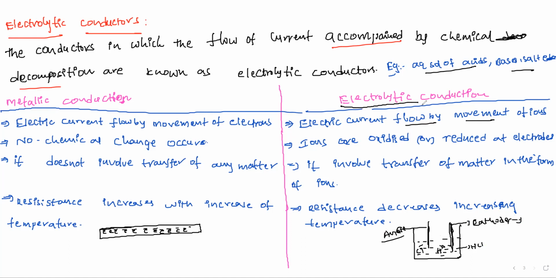Electrolytic conduction. And next, ions are oxidized or reduced at the electrodes. That means the positive ions are attracted towards the cathode and negative ions towards the anode. It involves the transfer of matter in the flow of ions. All positive ions move towards the cathode, and all negative ions move towards the anode. That means transfer of matter occurs. Here resistance decreases with increasing temperature.